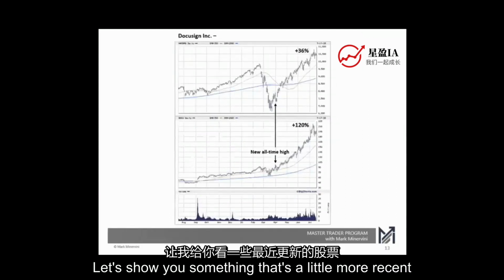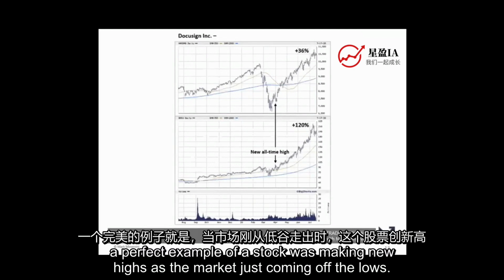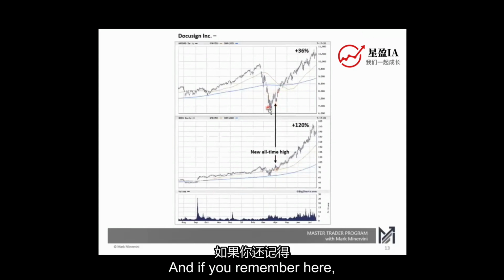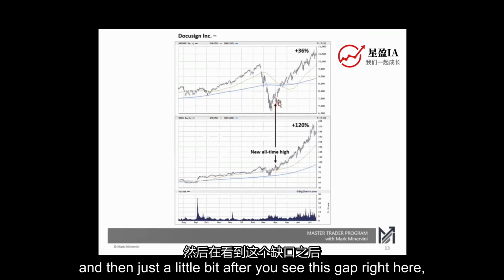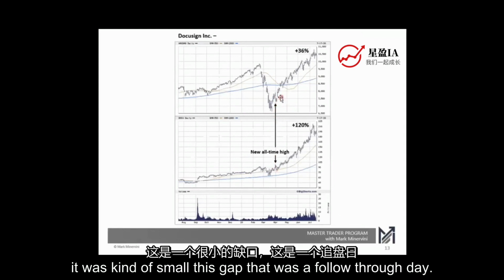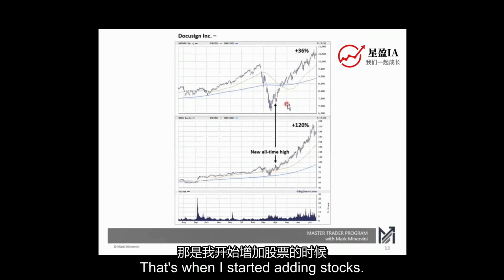Let's show you something that's a little more recent. DocuSign. DocuSign is a perfect example of a stock that was making new highs as the market was just coming off the lows. And if you remember here, Dave, I don't know about you, but myself, around this time when these stocks started making new highs, and then just a little bit after, you see this gap right here. I know it's kind of small, but this gap, that was a follow through day. And I started buying stocks right there. That's when I started adding stocks.